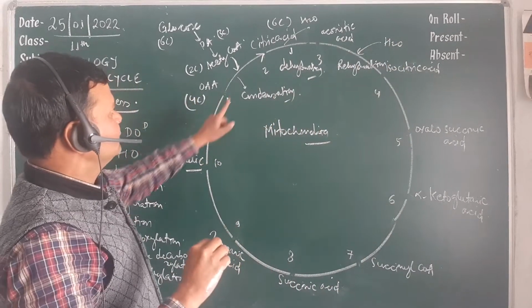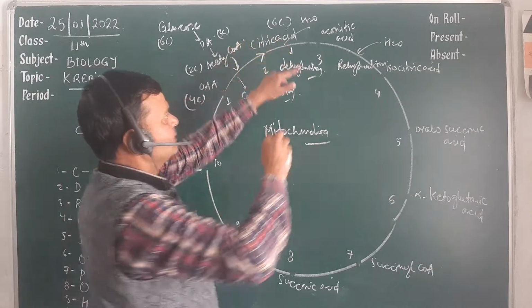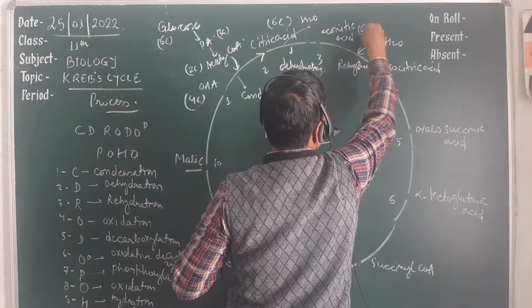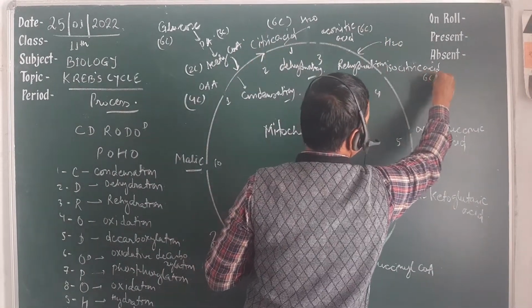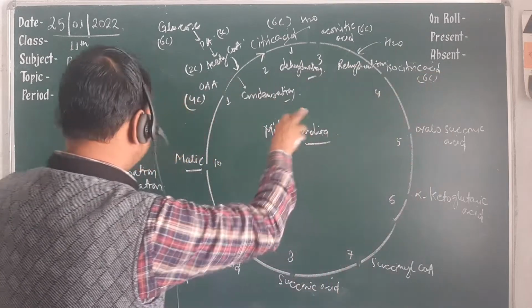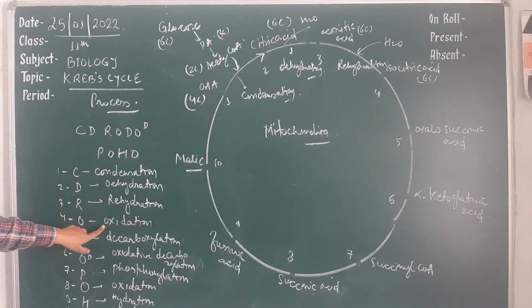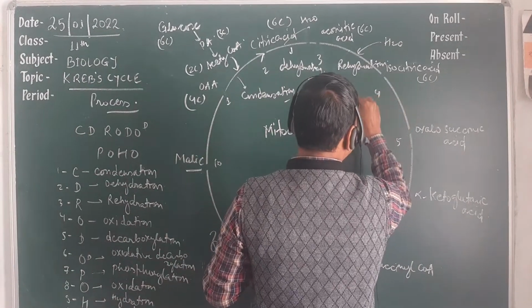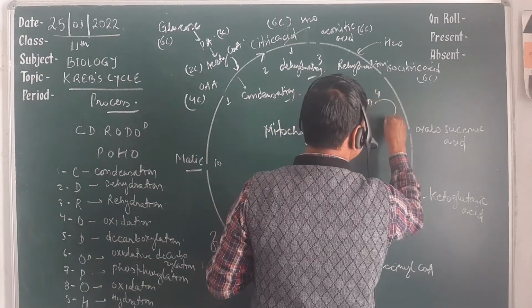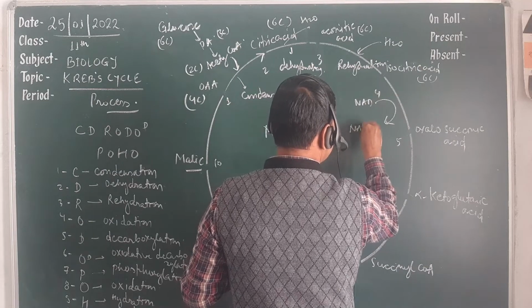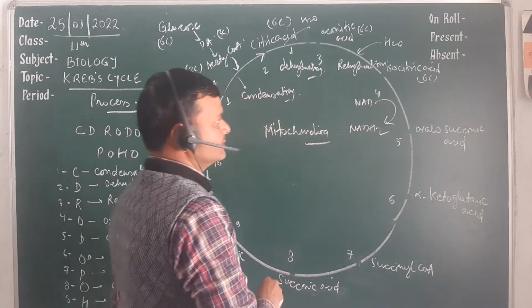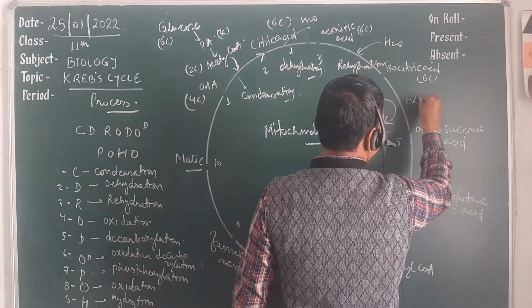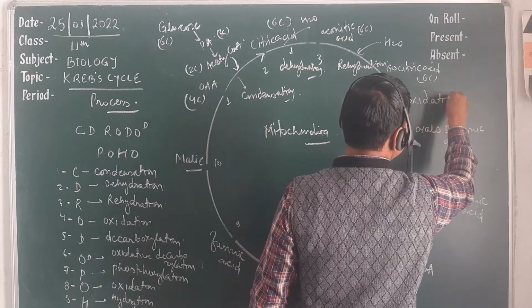Right. And this citric acid was 6 carbon. Aconitic acid will also be 6 carbon. Isocitric will also be 6 carbon. What happens in the fourth step? Oxidation. So in oxidation, the NAD will be reduced to NADH2. This process is oxidation. Very easily we can do it.